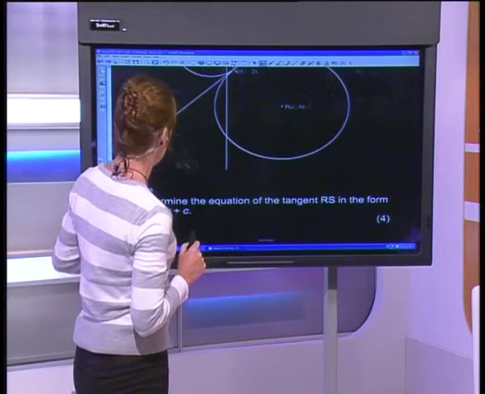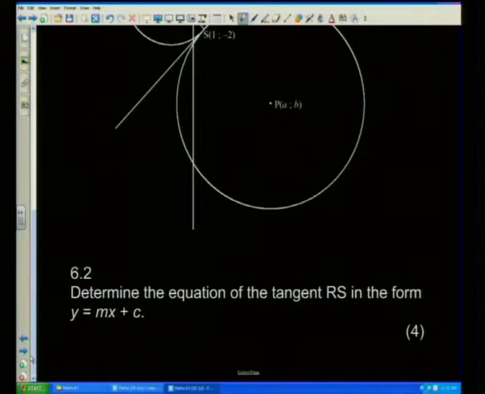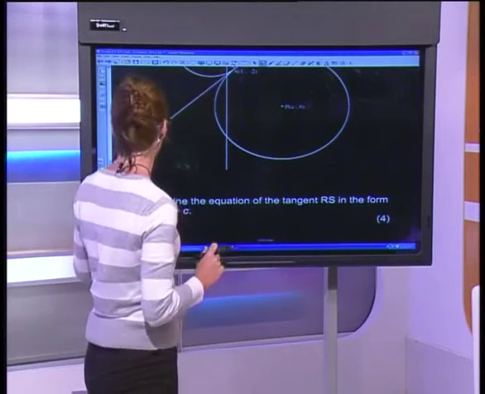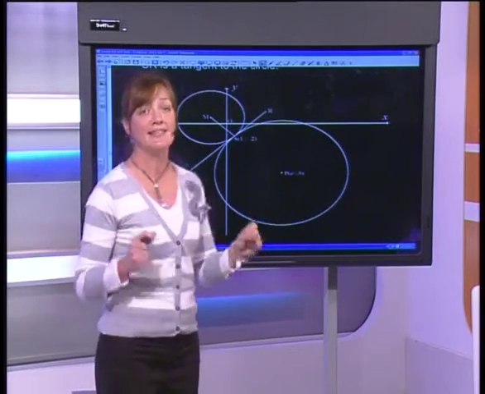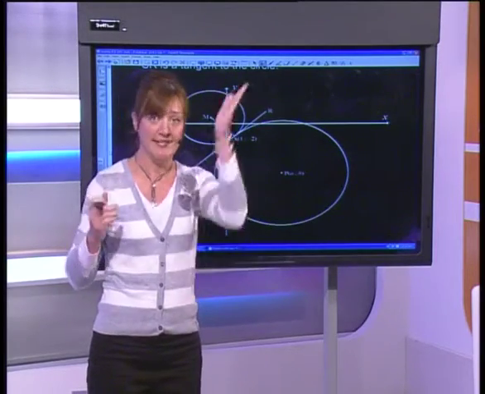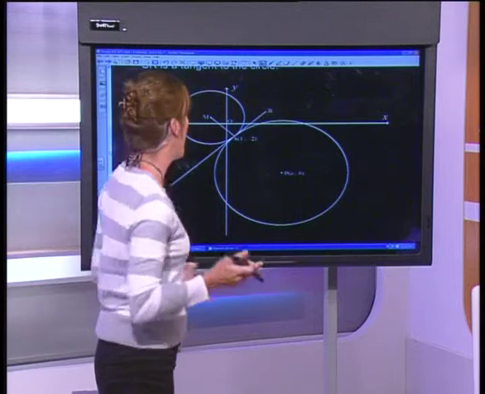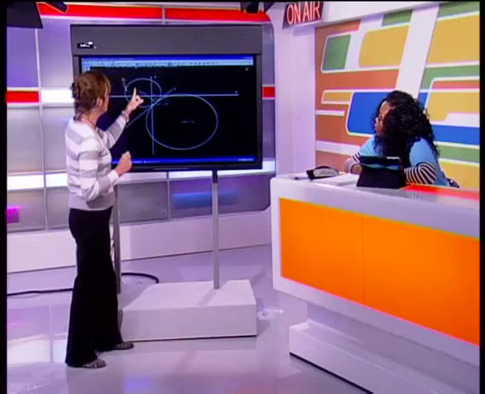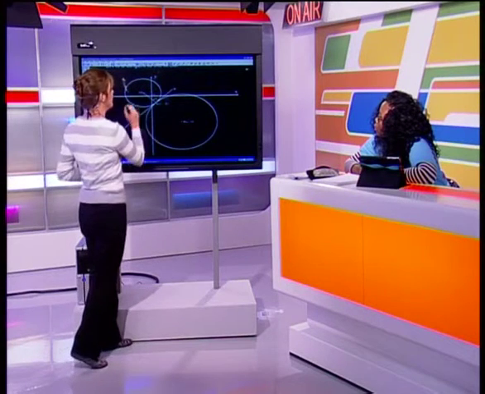The next part of the question is now asking us to determine the equation of the tangent at RS in the form y equals mx plus c. Straight line graph, we're working with a normal straight line graph over here. The first thing that we must know about a tangent and a radius is that they are perpendicular to each other, okay? That's going to be crucial to know because we know what M is, we know what S is.